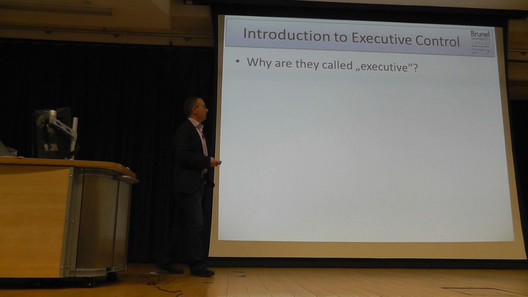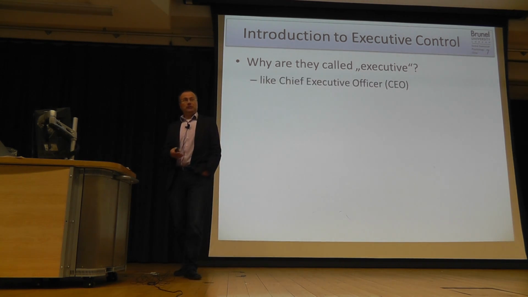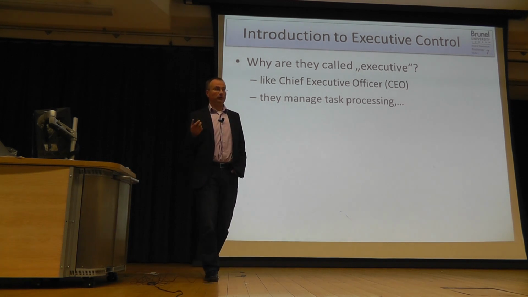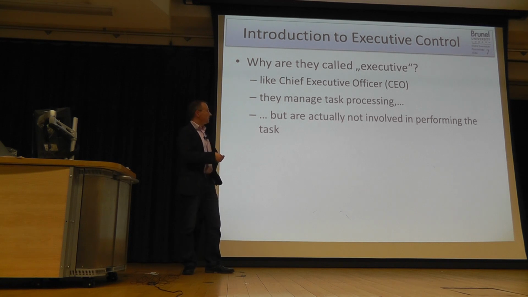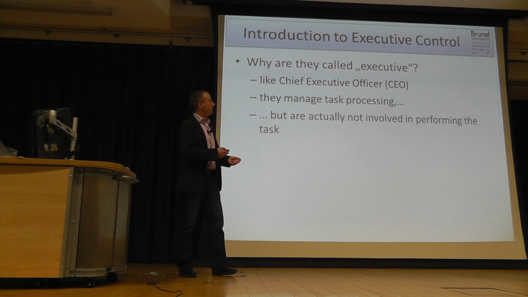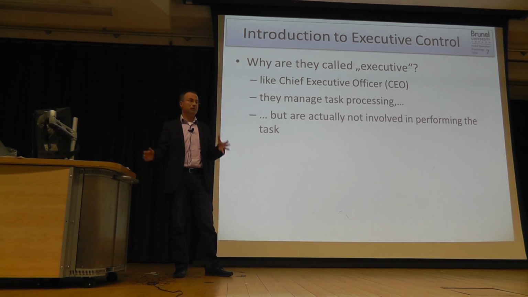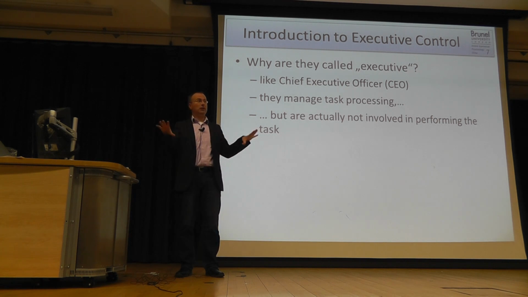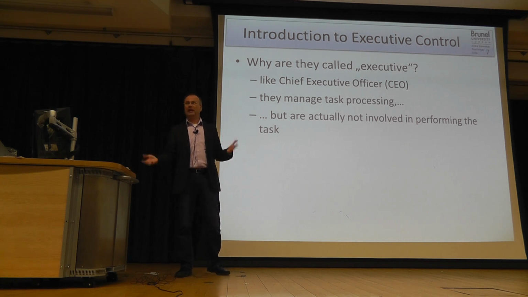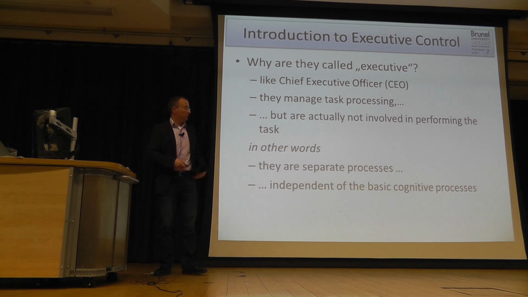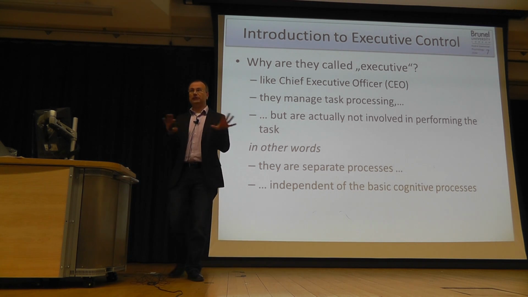Okay, why are they called executive functions? One reason is that they are pretty much like a chief executive officer in a company. In a way, they manage the processing of the tasks without actually being involved in performing the task, like a CEO. When you have a factory which produces something, the CEO is really crucial so that the factory is up and running, that all supplies are ordered, that the distribution of the ready products is done, and that the production line is set up properly so that production can work. But the CEO is actually not involved in producing the product. He's not there at the production line assembling it. That's done by other people. So in other words, they are separate processes which are independent of the basic cognitive processes. They coordinate them.